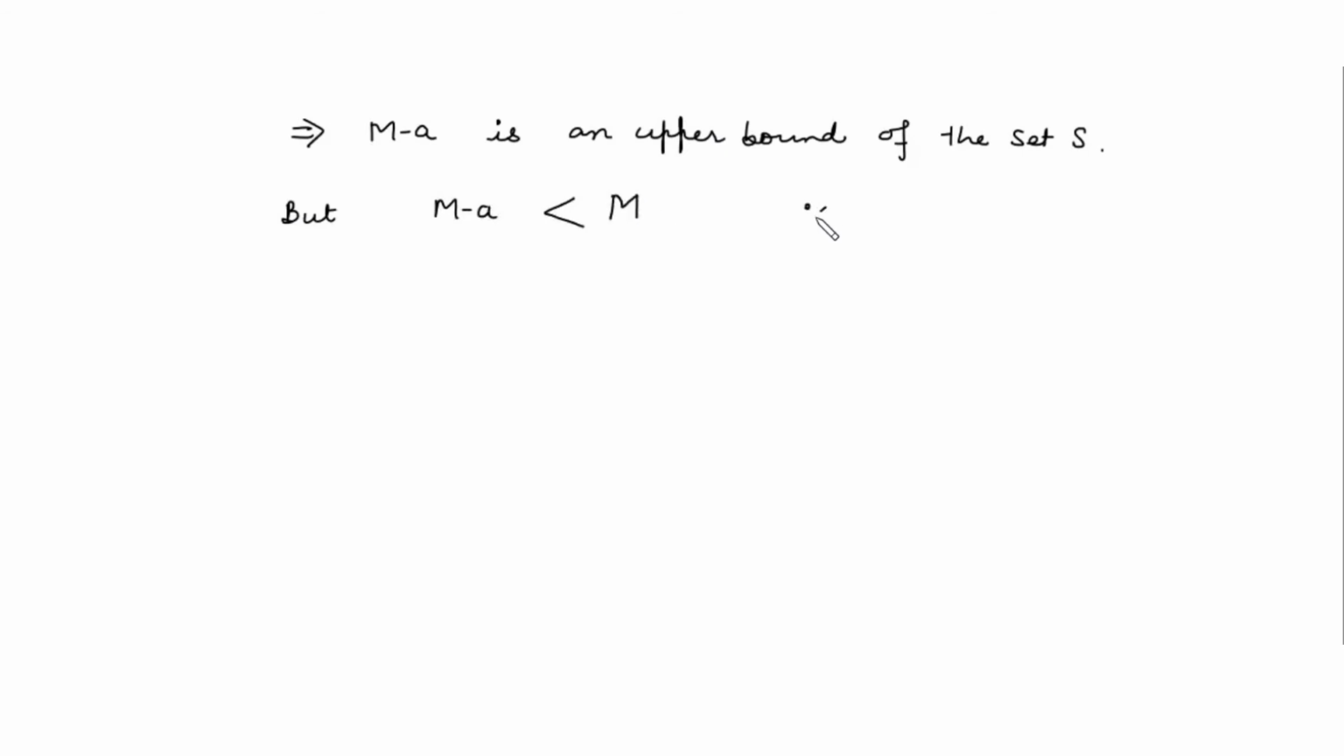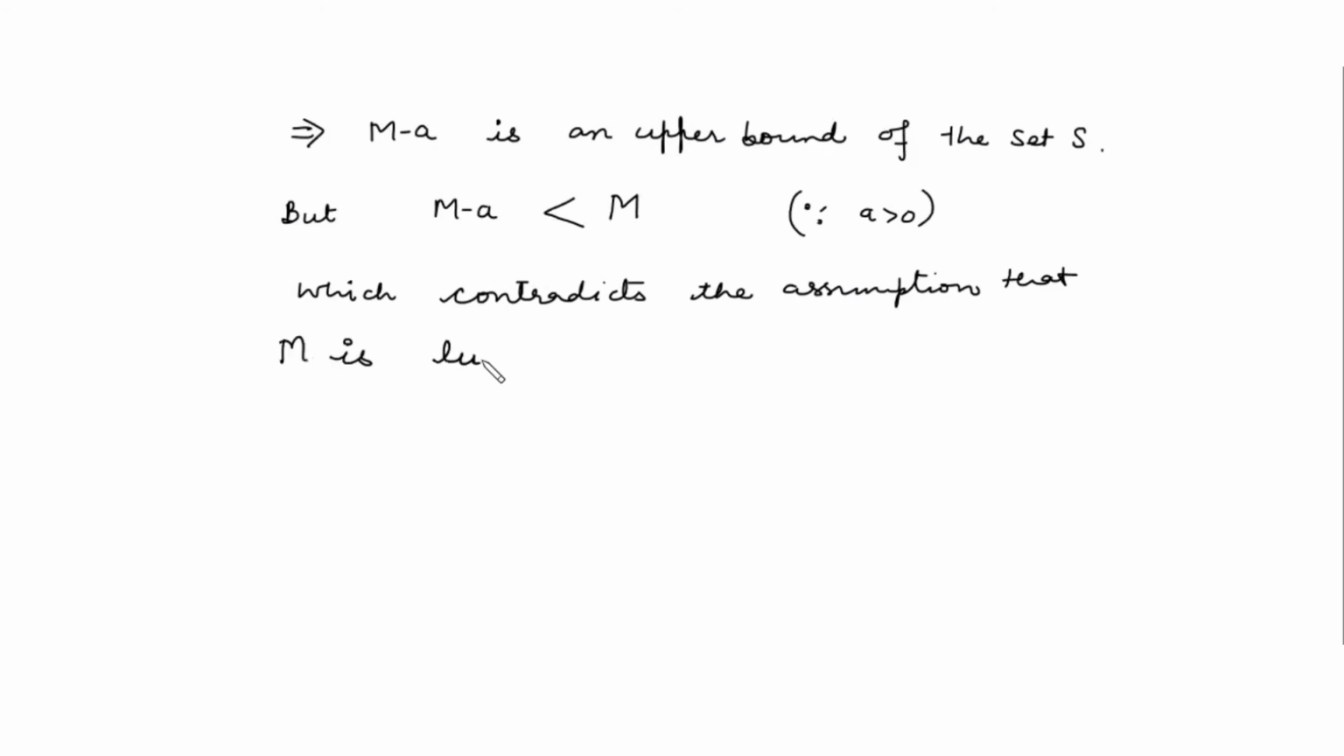But is it possible? No, ma'am. This implies M minus A is an upper bound of the set S. But M minus A is clearly strictly less than M because A is a positive number, which contradicts the assumption that capital M is the least upper bound of the set S. Right? So hence our supposition is wrong.